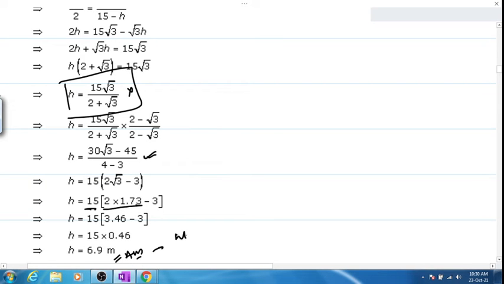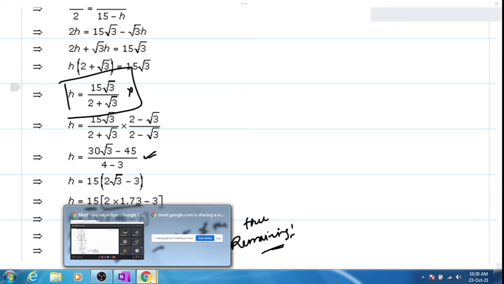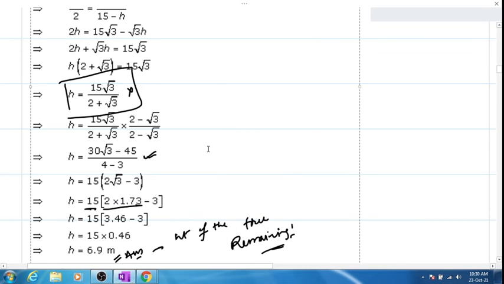This is the height of the tree remaining after the tree has been broken. Not uprooted, it's broken from a point. Clear? Can we move on to our next numerical?